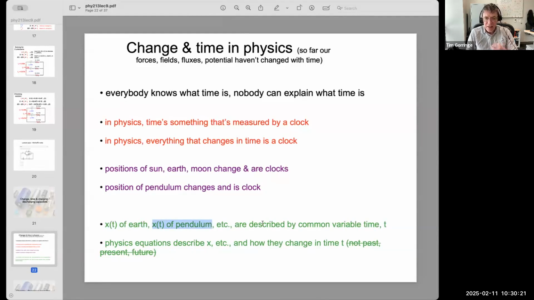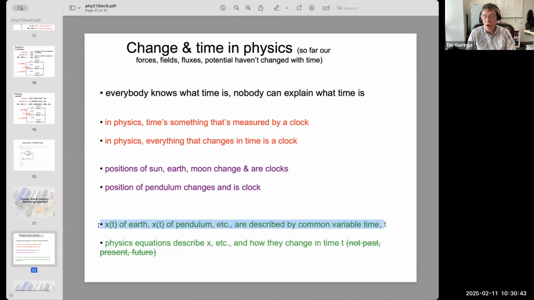And the thing about time is it's a common variable that describes the change in position of the Earth, as it also describes the change in position of a pendulum. And so you can describe things in physics that change in time with a common variable that we call time, physics time, and give the symbol t.